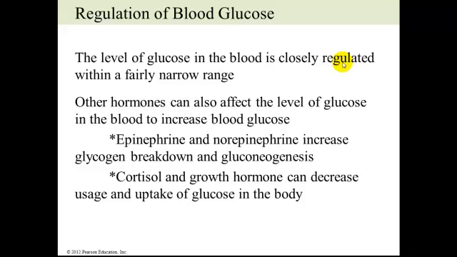Cortisol and growth hormones can also have an effect on the blood glucose, bringing blood glucose level up. Cortisol is more involved in long-term stress. What happens is the cortisol and growth hormone can decrease your body's cells from utilizing glucose and taking glucose up, and thereby preserving any of the glucose that's within your blood for use by the brain.